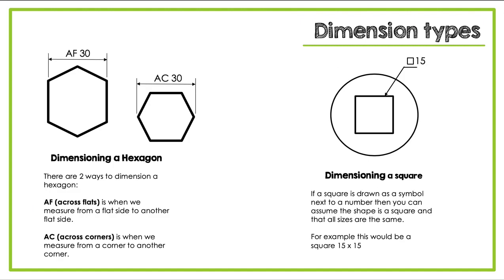Now, dimensioning a hexagon, there's two ways that you can do it. You can either do it across the flats or across the corners. Across the flats is from one line to the other, and across the corners is from one point to the next point. So when dimensioning a hexagon, you'll either have AF or AC.